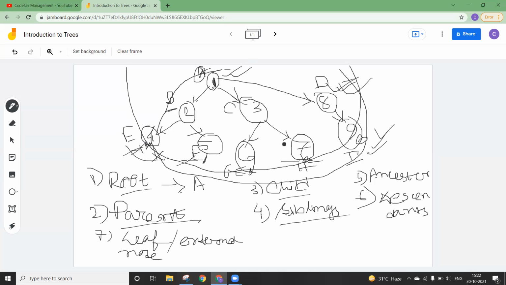What are internal nodes? The opposite of that. Internal nodes are nodes with at least one child, like B or C or D. The node which has at least one child is called an internal node. Here B, C, D are the internal nodes.